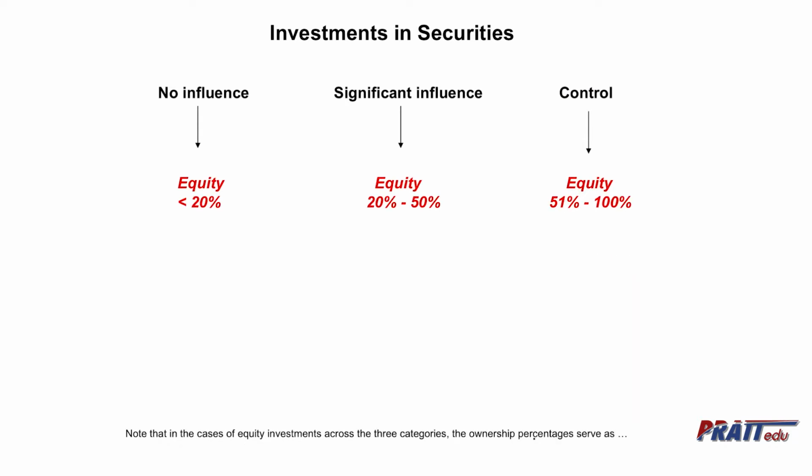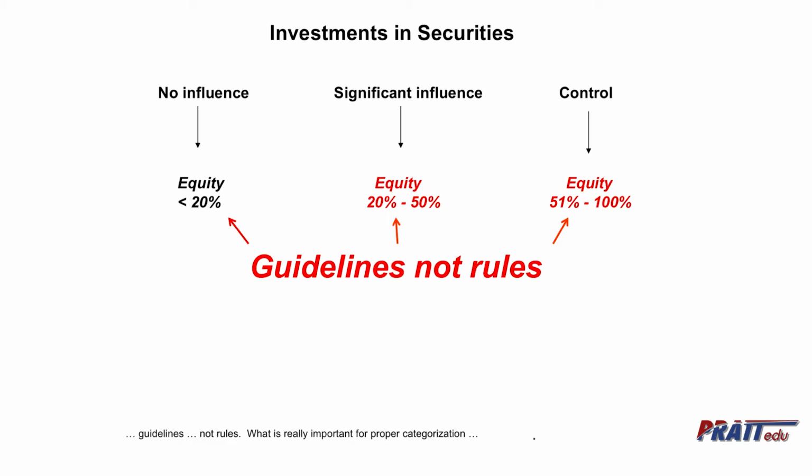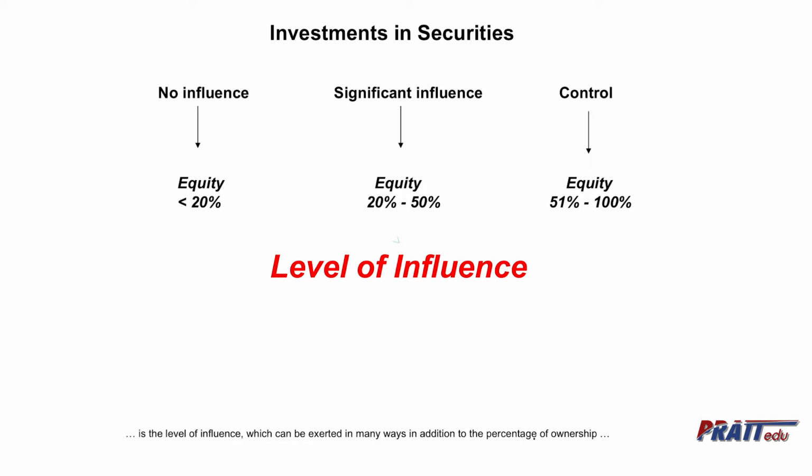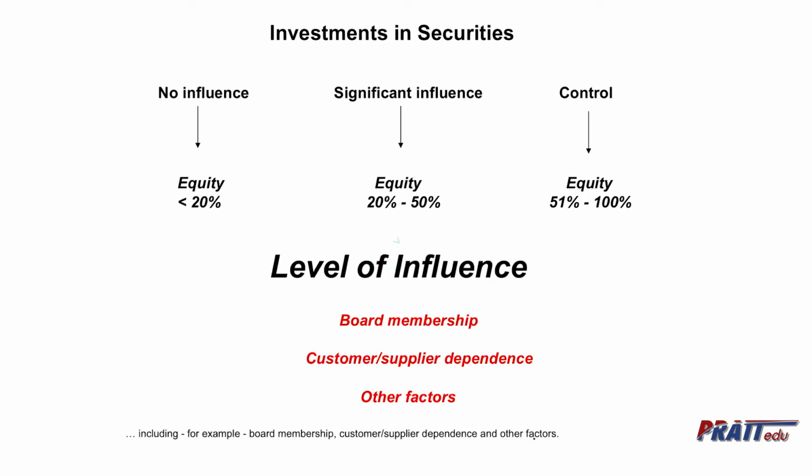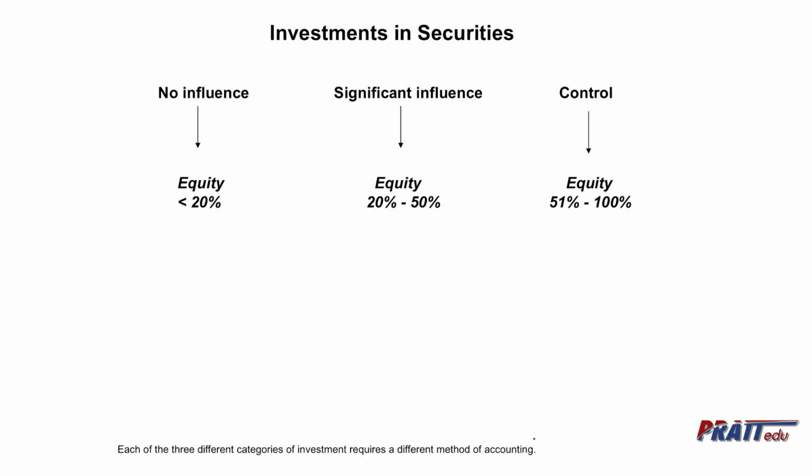Note, in the cases of equity investments across the three categories, the ownership percentage serves as guidelines, not rules. What is really important for proper categorization is the level of influence, which can be exerted in many ways in addition to the percentage of ownership, including, for example, board membership, customer-supplier dependence, and other factors. Each of the three different categories of investment requires a different method of accounting.